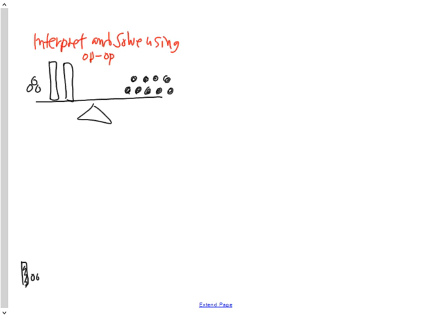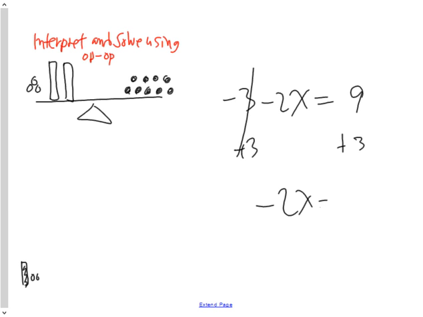Your next question asks you to interpret and solve. So my constant is negative 3. Minus 2x is equal to a positive 9. So the interpretation of the model looks like this. Get rid of your constant first by adding 3. Negative 2x will equal 12. Divide both sides by the coefficient of negative 2. And x equals negative 6.